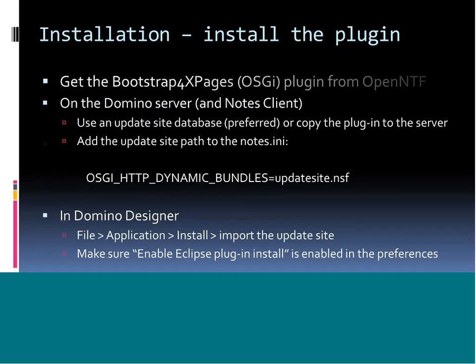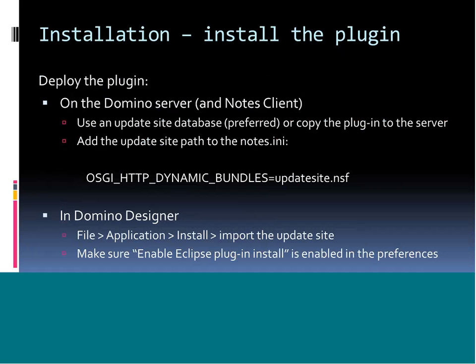So once you have the download from OpenNTF, you need to deploy the plugin on your Domino server as well as into Domino Designer. On your Domino server, the preferred way to do that would be through an update site database. So you create a new database on your server called an update site. You let it inherit from the Eclipse update site template that's available by default on every Domino server. You import the plugin to that update site database, and then this line, OSGI_HTTP_DYNAMIC_BUNDLES, has to be added to the notes.ini file to let the server know what update site it should load.